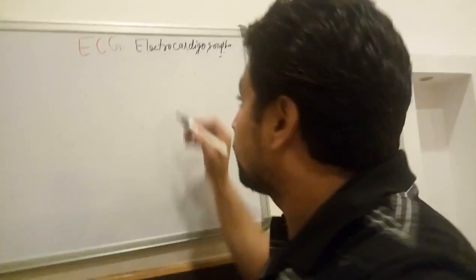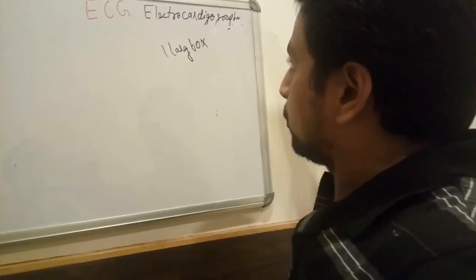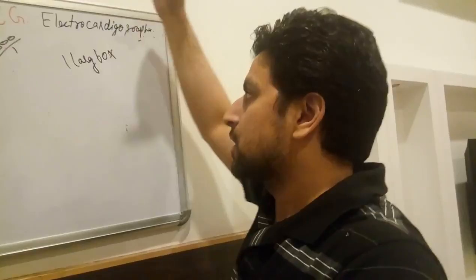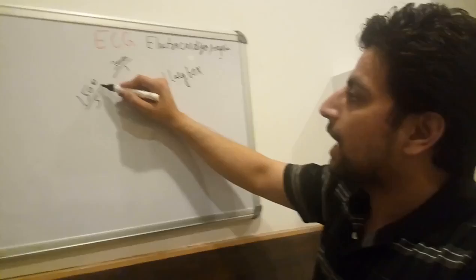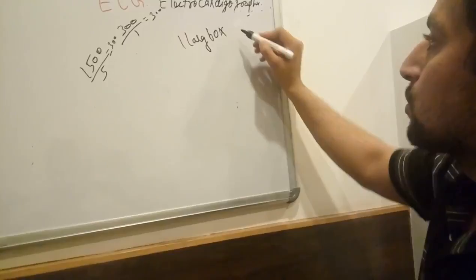If one large box, formula: 300 divided by 1. One large box includes 5 small boxes. 1500 divided by 5 small boxes, so the answer here is 300 heartbeats. Here 300 divided by 1 is 300, the same. So the trick: one large box, 300 heartbeats.